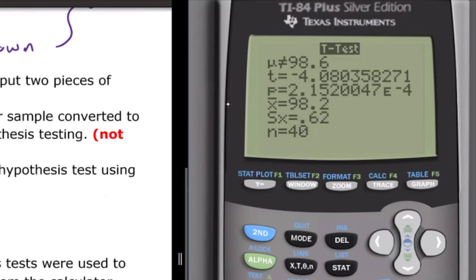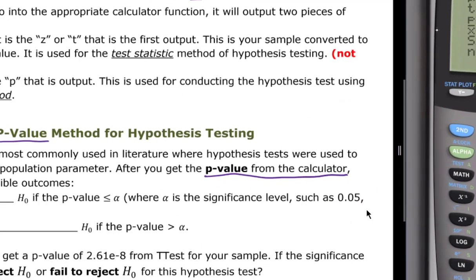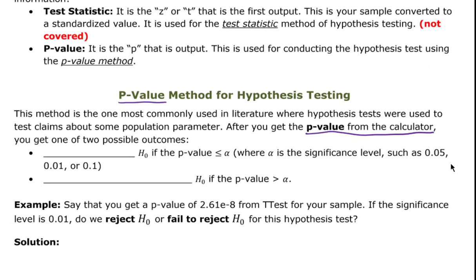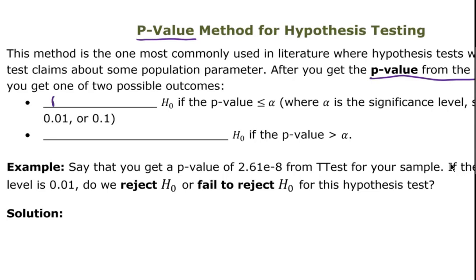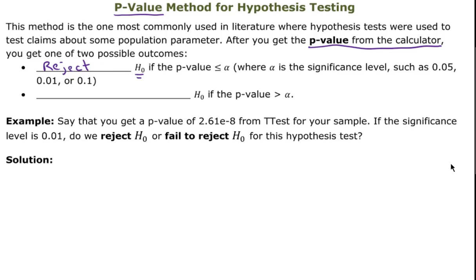Now, how do we determine the conclusion for a hypothesis test after we've entered our data in the calculator and got a p-value? Well, you're going to do one of two things. You're either going to reject the null hypothesis if the p-value is less than the significance level. A lot of times they use significance levels like 0.05, 0.01, or 0.1. So you're going to reject the null if the p-value is less than alpha, or less than significance.